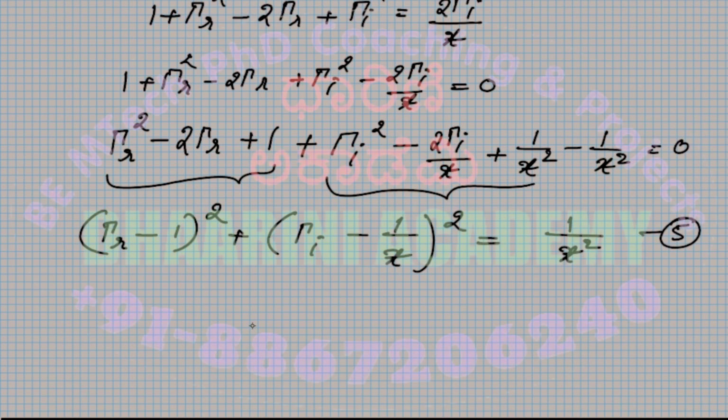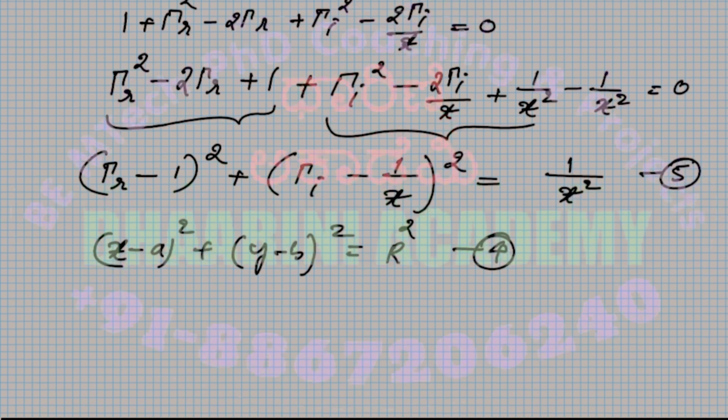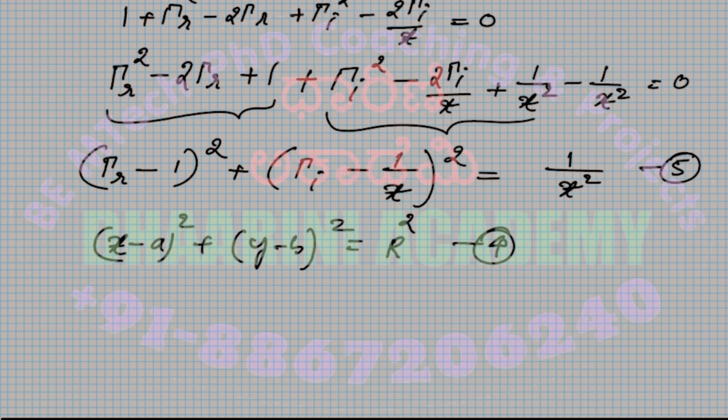I'm going to compare this with the same kind of equation, that is x minus a whole square plus y minus b whole square equal to radius square. That was my equation 4, which we had written earlier. So that's why I said that the equation we started with is again an equation of a circle. Now we get to know that. So what is a? This implies the center a comma b is equal to, see the first one, a is always 1, correct? Comma, what is b? b is 1 by x.